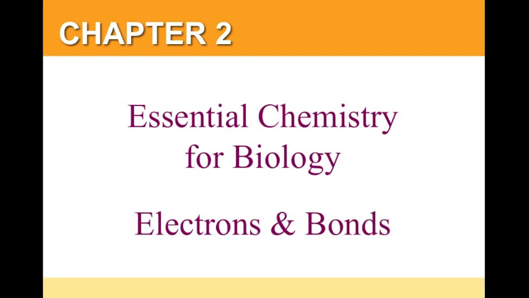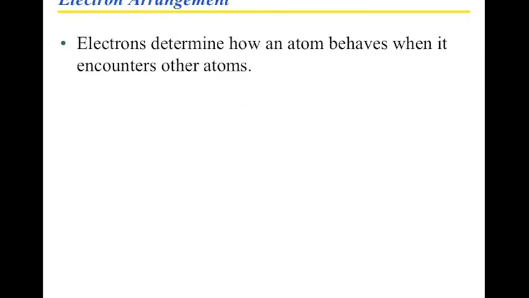This is the second part of Chapter 2, Essential Chemistry for Biology, and we're going to deal with electrons and bonds. So let's get started. In the first part, we talked about atoms and the atomic arrangements. So we had protons and neutrons in the atomic nucleus, and then we had electrons that were zooming around.